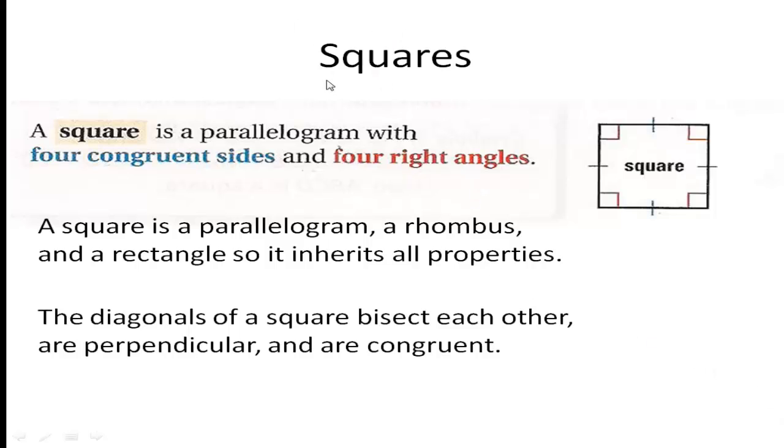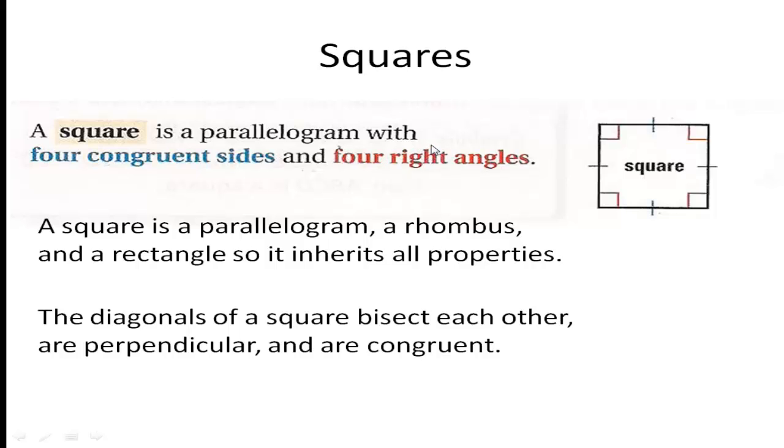Now we're going to talk about squares. A square is another quadrilateral, which is a parallelogram. When I say it's a parallelogram, automatically you know that squares will inherit all of the properties of a parallelogram. Now a square has 4 congruent sides and 4 right angles.